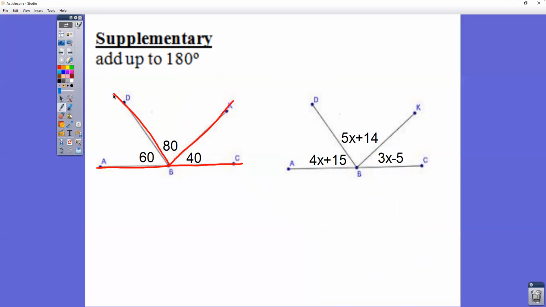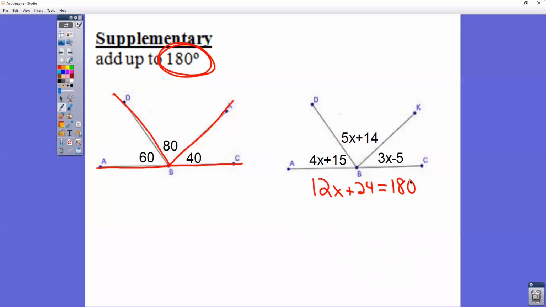60 plus 80 plus 40 does still give you 180. So instead of taking 2 of these angles and adding them together, we're taking 3 of them. So you want to add together your x's, and then your plain numbers. So 4x plus 5x plus 3x gives you 12x. 15 plus 14 plus negative 5, make sure you pay attention to the sign that's in front of it, gives you 24. And these are supplementary angles that add up to 180.